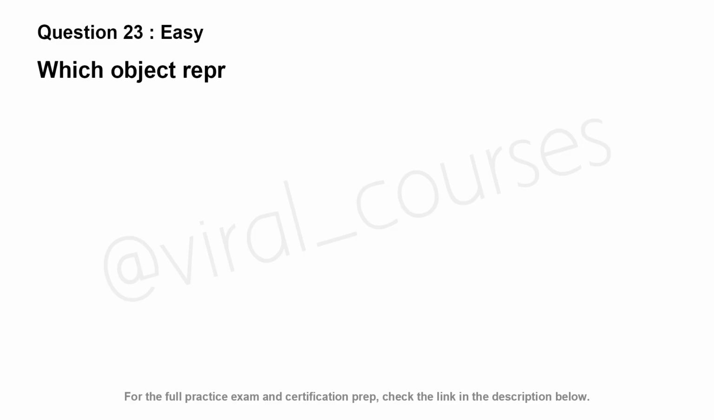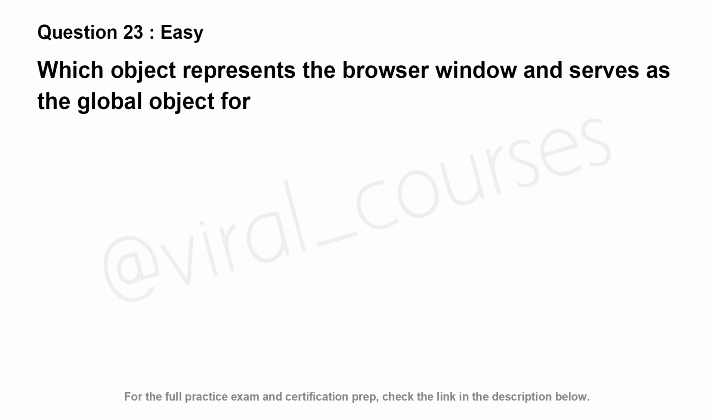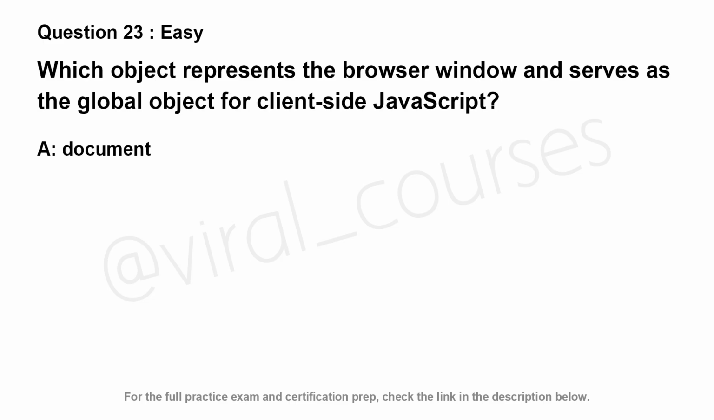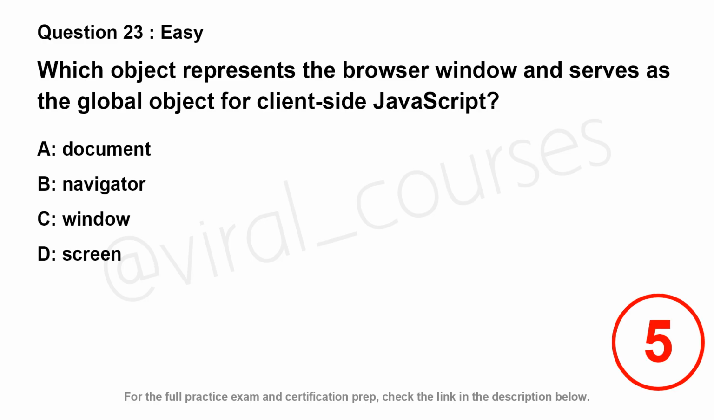Which object represents the browser window and serves as the global object for client-side JavaScript? Option A, document. Option B, navigator. Option C, window. Option D, screen.